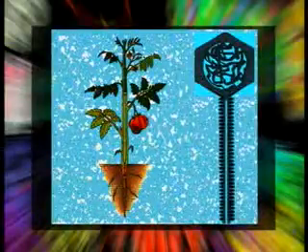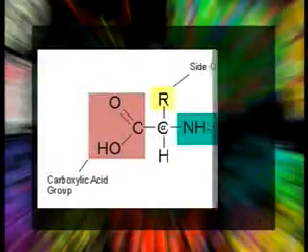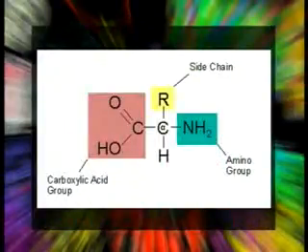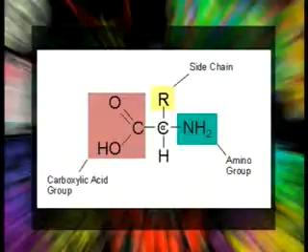There are 20 different types of amino acids that are commonly used in the construction of proteins, whether from a plant, virus, or an animal. All amino acids have a carboxyl group and an amino group, which are separated from each other by a single carbon atom, the alpha carbon.